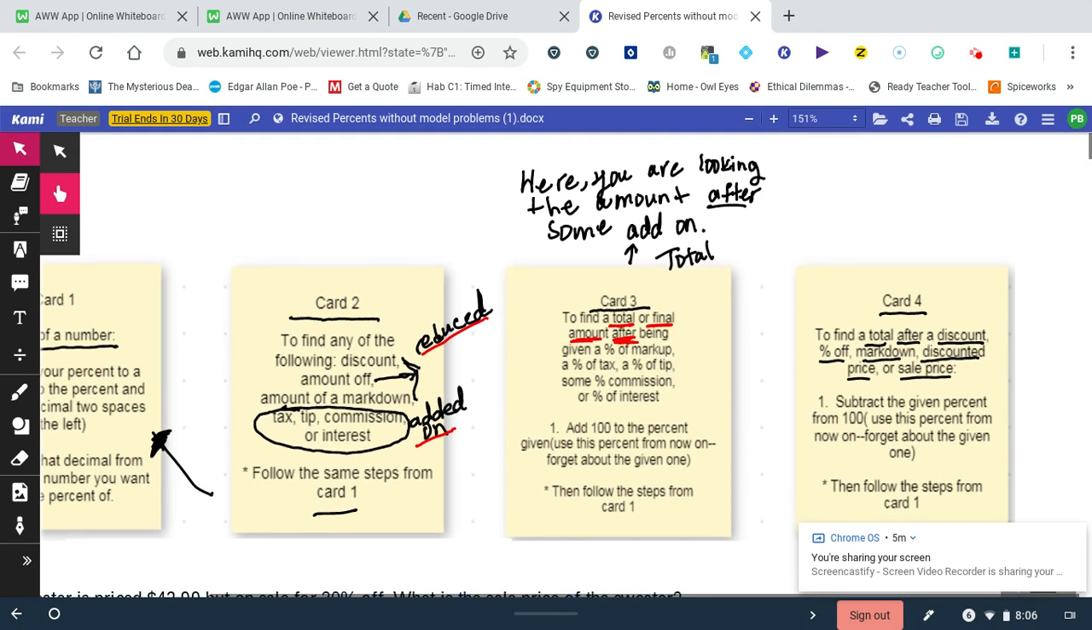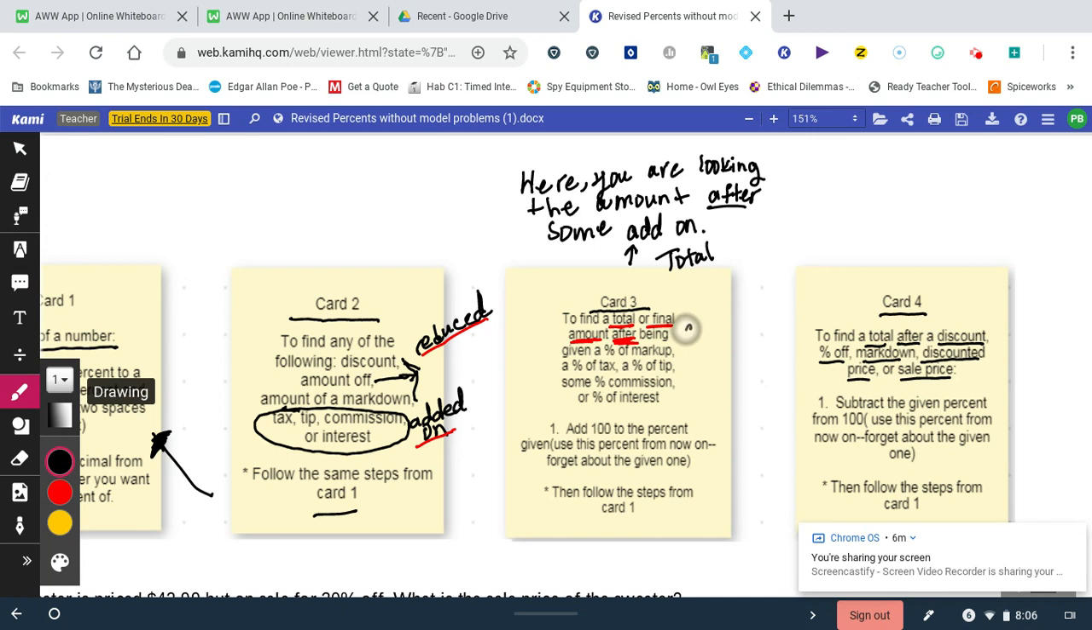So on card 3, I didn't get to this part, so let me go back and reiterate that or just talk about it. To find a total or final amount after being given a percent markup, a percent tax, or a percent tip, or some percent commission, or some percent interest, all these represent, again, something added on.